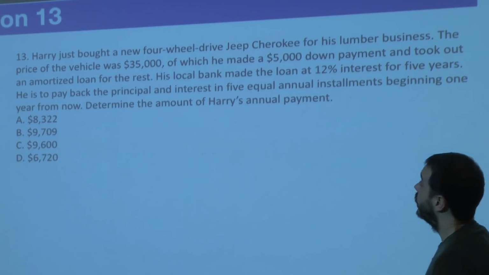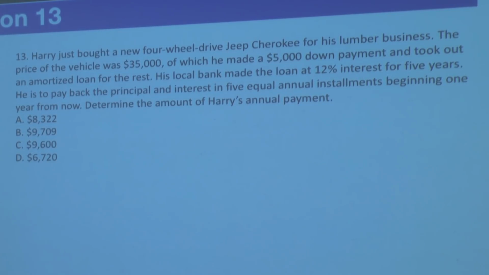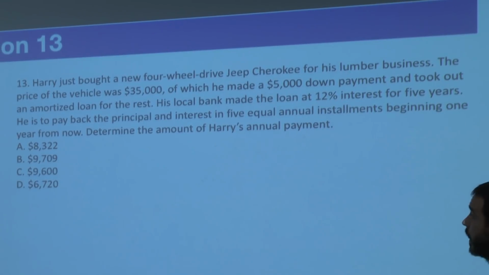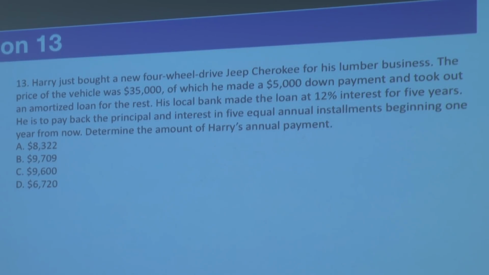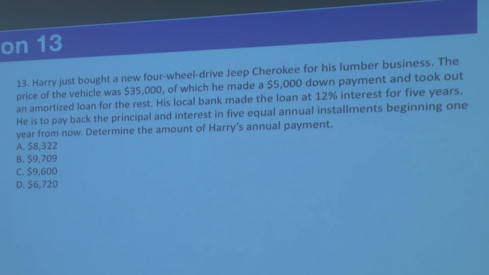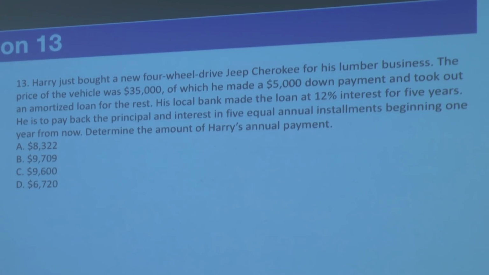Harry just bought a new 4-wheel drive Jeep Cherokee for his lumber business. The price of the vehicle is $35,000, of which he made a $5,000 down payment and took out an amortized loan for the rest. His local bank made the loan at 12% interest for 5 years. He is to pay back the principal and interest in 5 equal annual installments beginning 1 year from now. Determine the amount of Harry's annual payment.